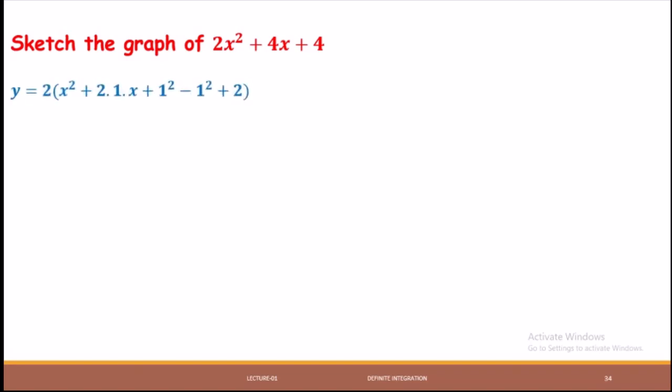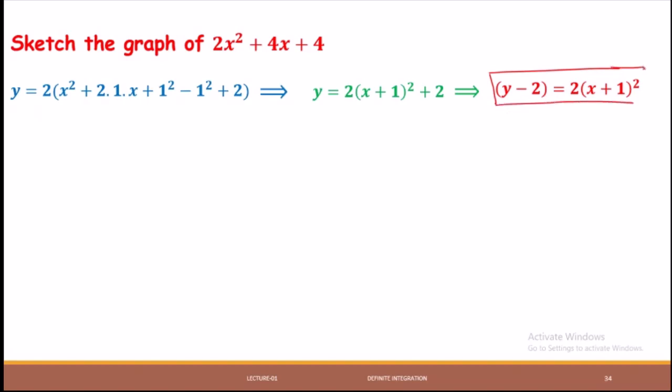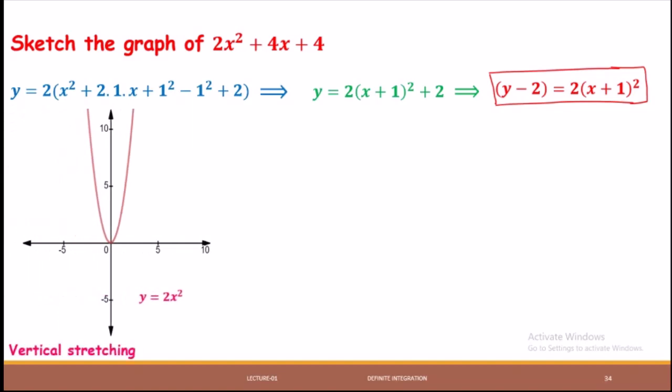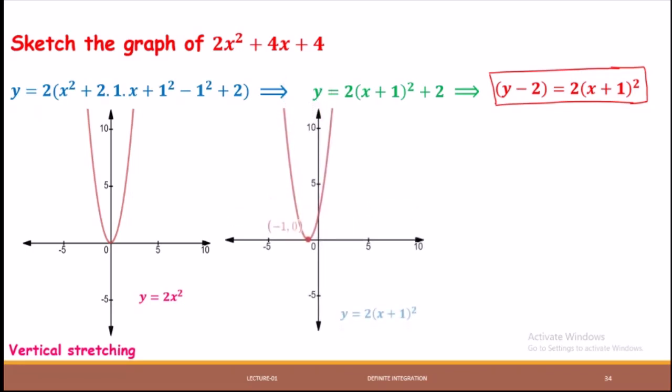Here is one more example. Sketch the graph of 2x squared plus 4x plus 4. So again you have to complete the square. So after completing the square, we have got this particular step. Okay, so first we will draw the graph of y equals 2x squared. So y equals 2x squared and y equals x squared, if you compare, then there will be a vertical stretch. That's why I have drawn the graph y equals 2x squared directly. Then we will draw the graph of y equals 2 into (x plus 1) whole squared.